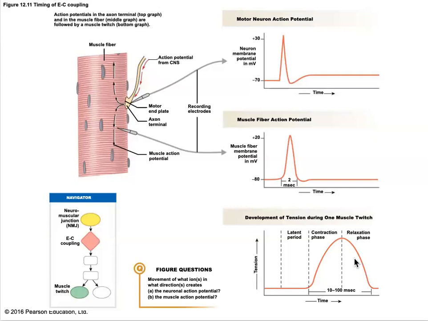And here in this graph, you can see that this graph is showing development of tension during one muscle twitch. A muscle twitch is defined as a single contraction relaxation cycle. So we've got a contraction and relaxation phase. So this is one muscle twitch.